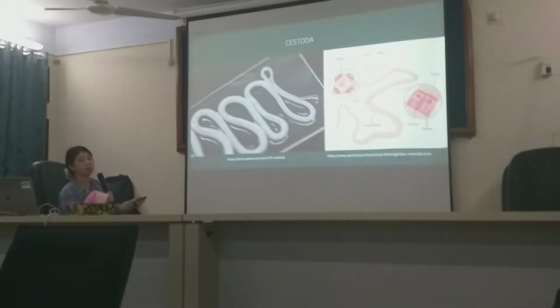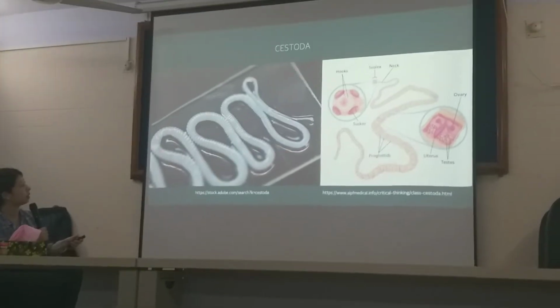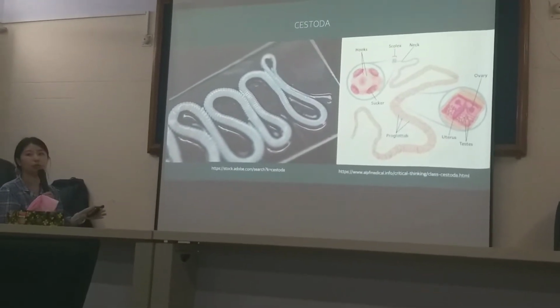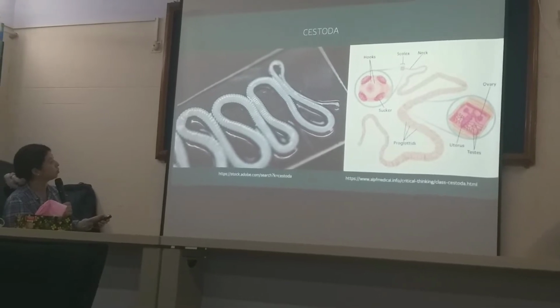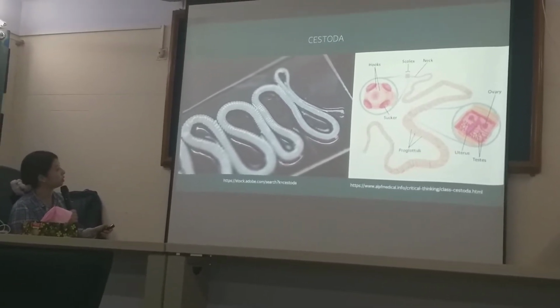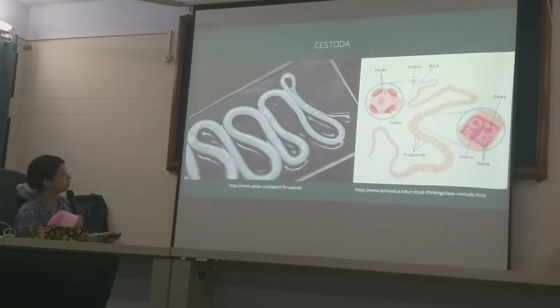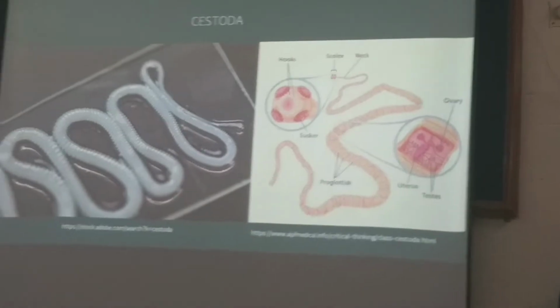We call the head part the scolex, because the scolex has very diverse morphology. So you have to check the scolex morphology first, and then you look at the other organs. So we have three types of segments.